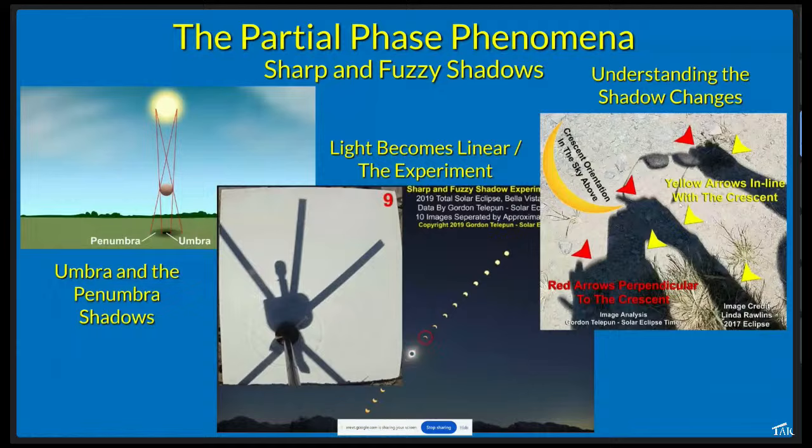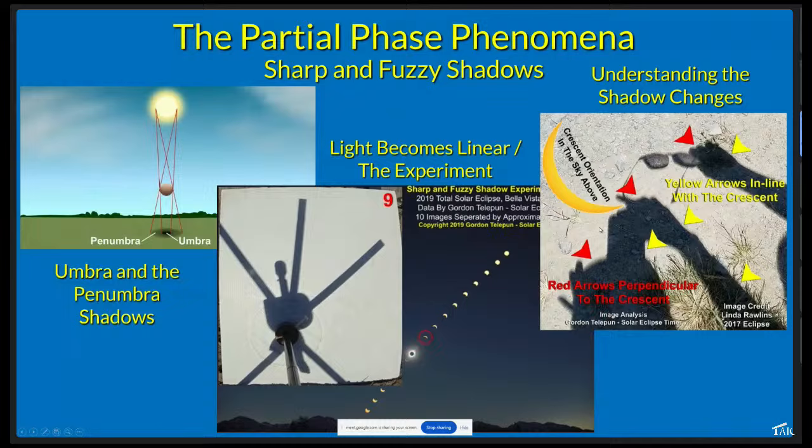But what's going on is after about a 50% eclipse, the crescent in the sky is sending light rays to the Earth that are more linear when they are in line with the crescent. But when you create a shadow that's perpendicular to the crescent, the crescent is behaving as an extended source of light again now. So it creates an umbra and a penumbra. So if you see pictures of hands on the internet, any part of the edge that's sharp is because it's in line with the crescent above them. And any part of the picture that's fuzzy is because it was 90 degrees to the crescent behind them.